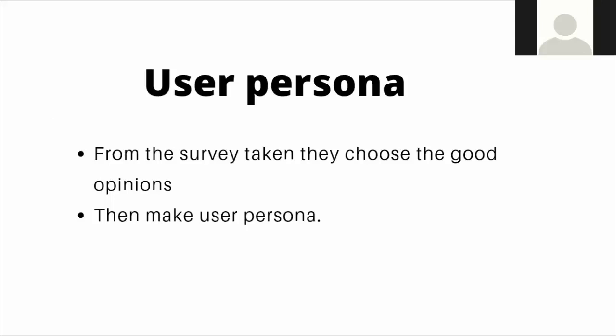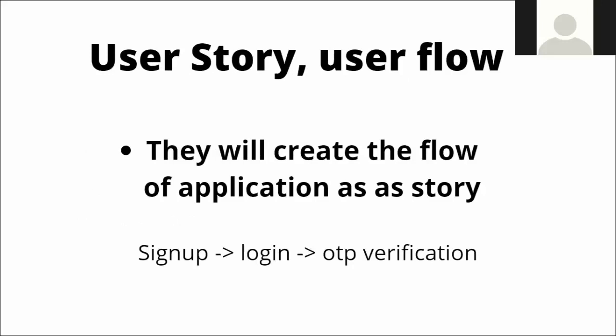From the survey taken, they choose the good opinions and also classify the users regarding their age limits and some certain criteria. For example, in WhatsApp, there are two types of WhatsApp. One is normal WhatsApp, and another is WhatsApp Business. So they will separate the applications according to certain criteria. So that is user persona, and the next is user story and user flow.